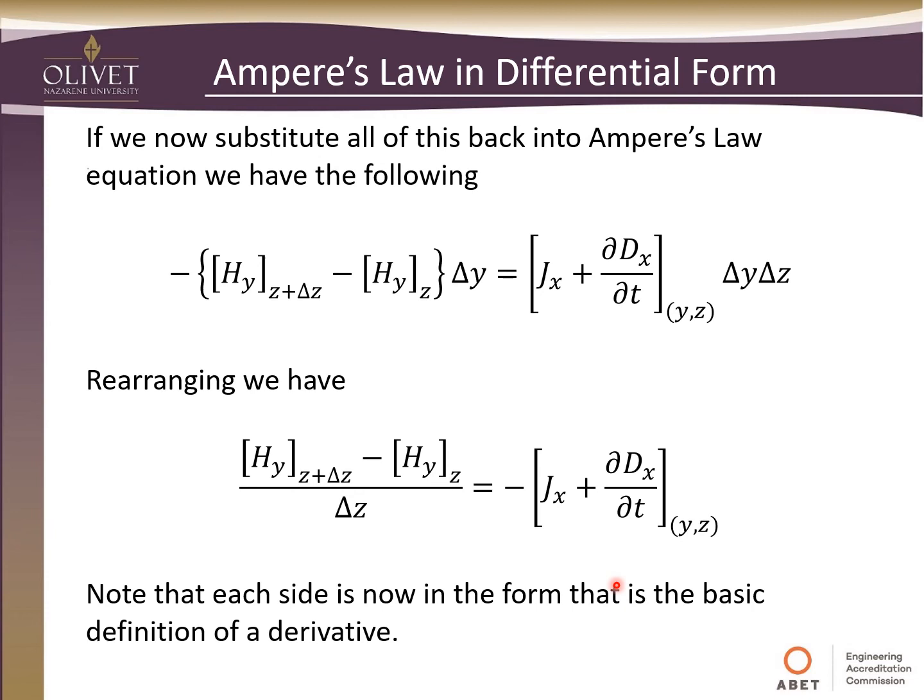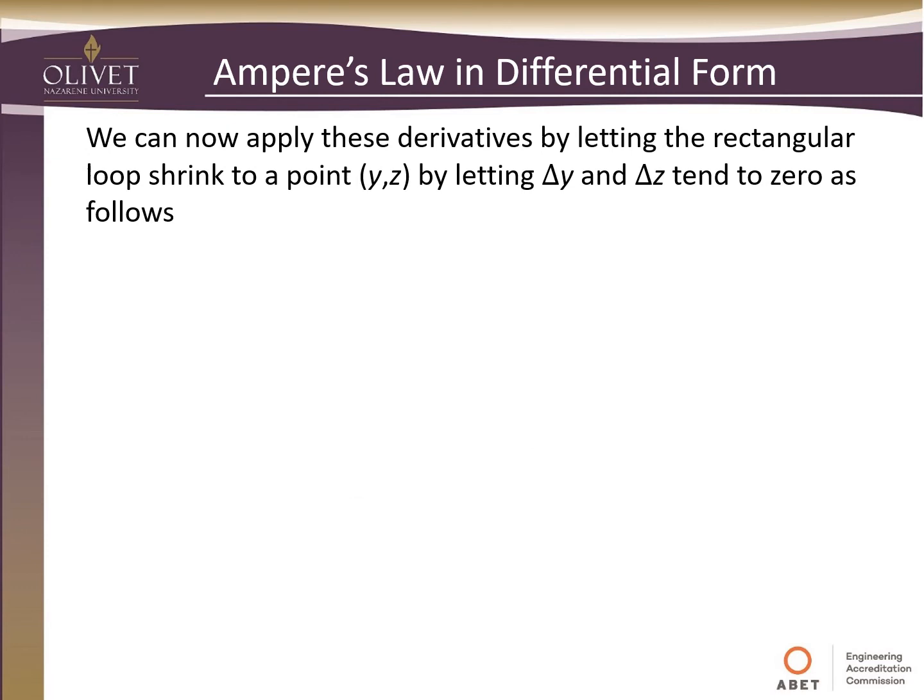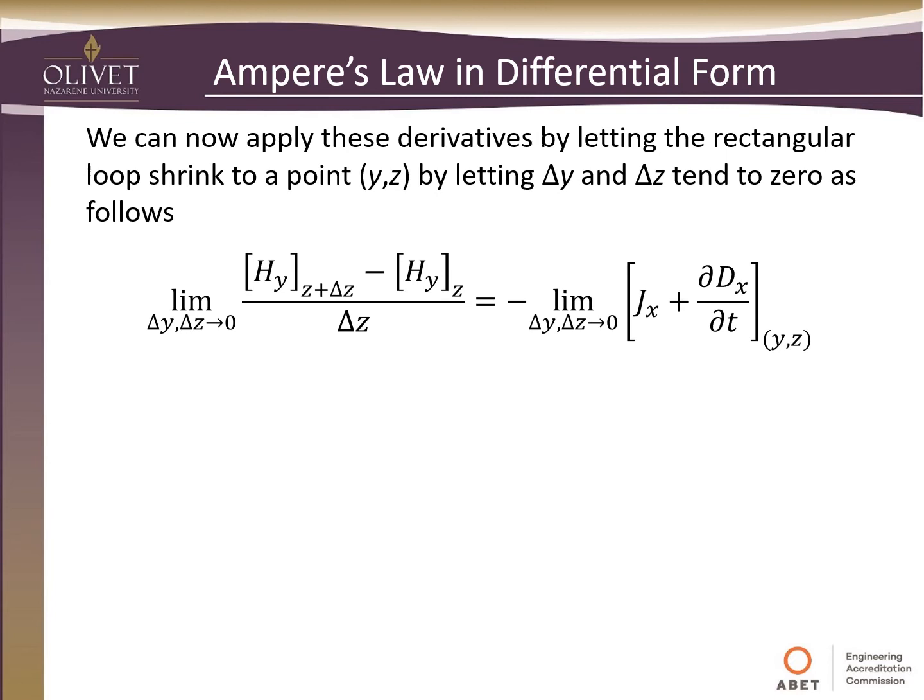So just as before, we note that each side is now in the basic form of the definition of a derivative, the difference between two points divided by the distance between them. All that's left then is to shrink these distances to 0. So that's exactly what we'll do. We can now apply these derivatives again by letting the loop shrink to a point, by letting delta z tend to 0, or excuse me, delta y.